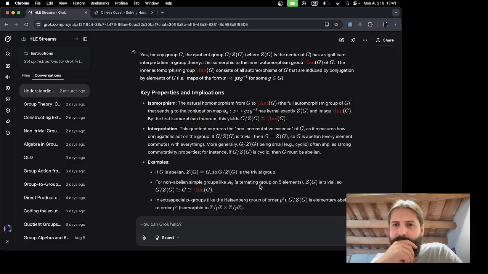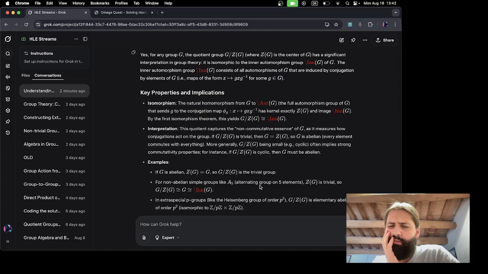Now, the quotient group S3 over Z(S3) is S3 over the subgroup containing just the identity. In group theory, quotienting by the trivial subgroup, the one with only the identity, gives you back the whole group, because the cosets are just the elements of S3 itself. So S3 over Z(S3) is isomorphic to S3, which has 6 elements.